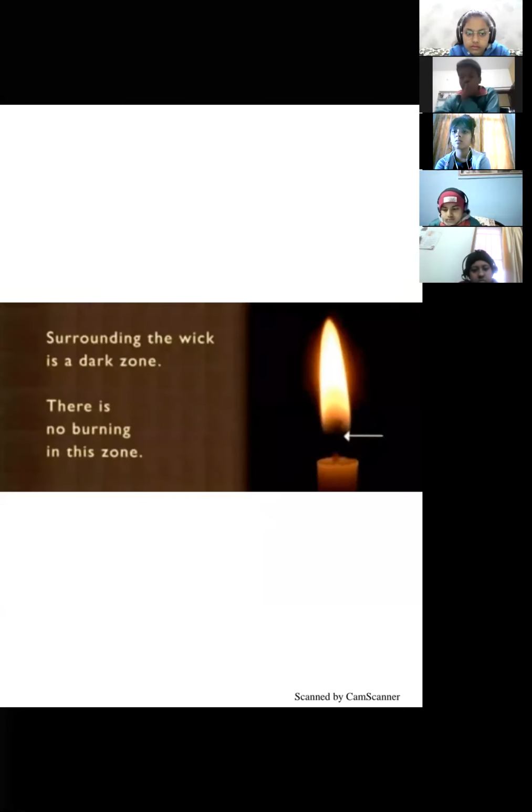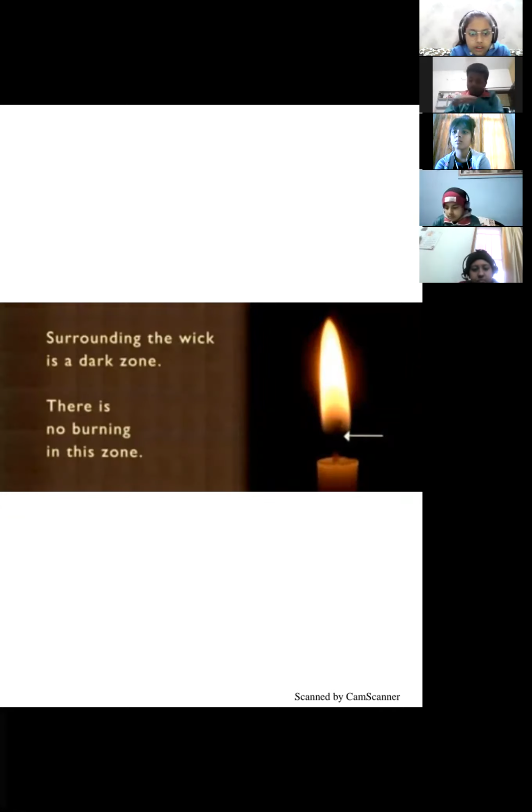That's the reason the temperature is moderate compared to the outermost zone. Next, surrounding the wick is the dark zone, or the black zone, which is the innermost part. In this zone, there is no burning at all of the fuel, and thus it is the least hot part of the flame.